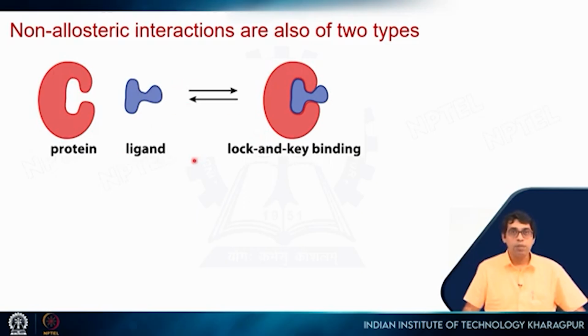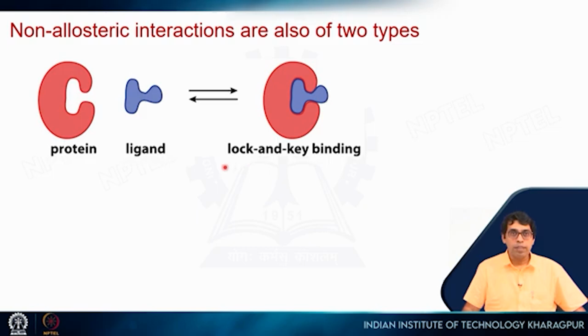The first type is called lock and key binding. So, in this case the protein has a particular shape where the ligand binds. So, we can call this as the active site. The ligand has a particular shape, and you can see that these two shapes are complementary of each other, and then the ligand binds and it fits perfectly into this active site.